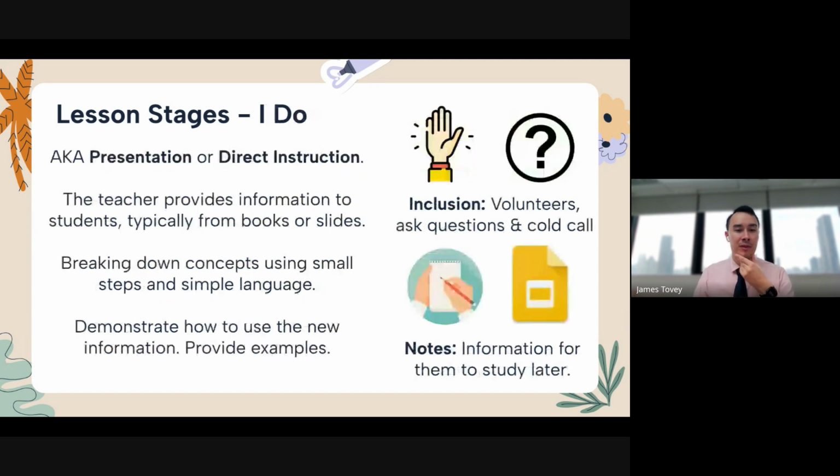Right, let's keep moving. So your I do, also known as your presentation or your direct instruction phase. The teacher is providing information to the students. Now that could be from slides, it could be from the book, could be from some other fashion, but it typically looks like a lecture or like a facilitated discussion. The teacher's talking at them a lot of the time. Now, this is where you usually break down concepts into small steps in simple language.